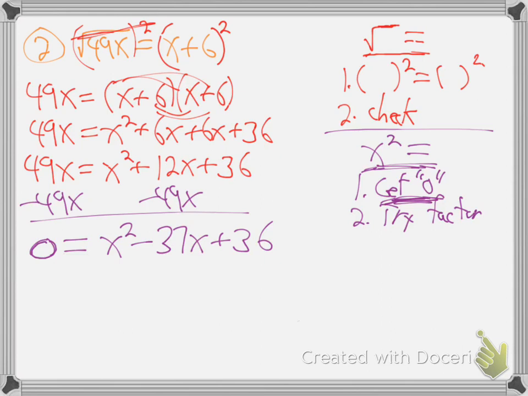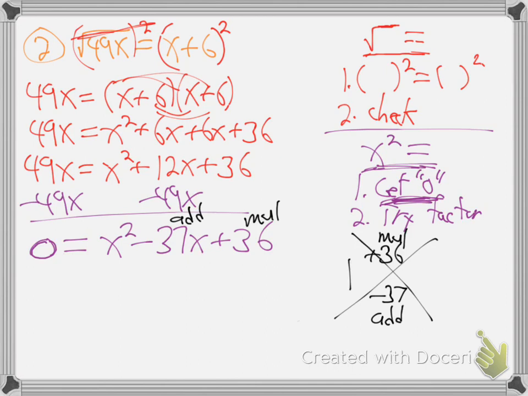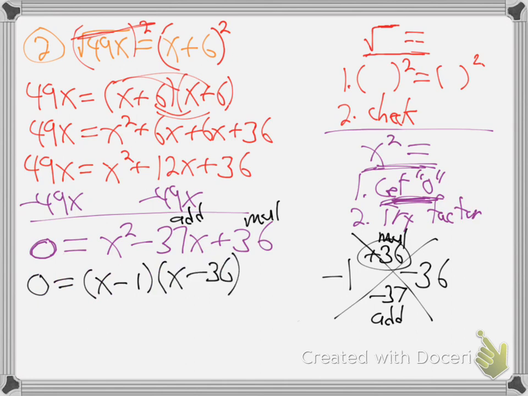Okay? And now that is actually factorable. Let's go ahead and do it. Remember, you're looking for what multiplies to be 36, adds to be minus 37. Do the diamond. What times what's 36? 1 times 36. How can it add to be minus 37? Both negative, right? 2 negatives multiply to be positive, add to be negative. So that's x minus 1, x minus 36.